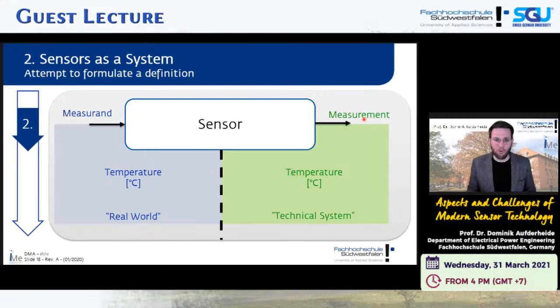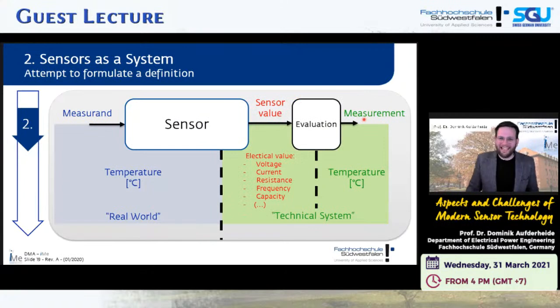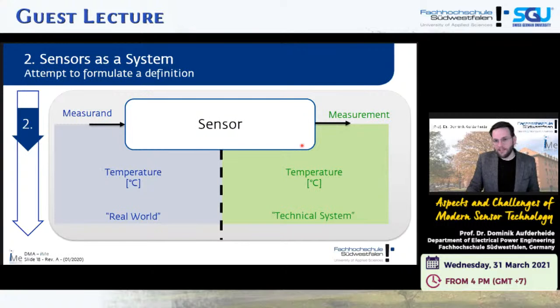Of course, as you all know, the system is not as easy as it looks here. It could be very complicated when it comes to different physical entities we would be interested in. Temperature is maybe something we can easily measure. But when I want to know the exact distance to the car in front of me, we would all see that the sensor is much more complicated. So of course, there is a little bit more to a sensor than this very simple view I just showed.